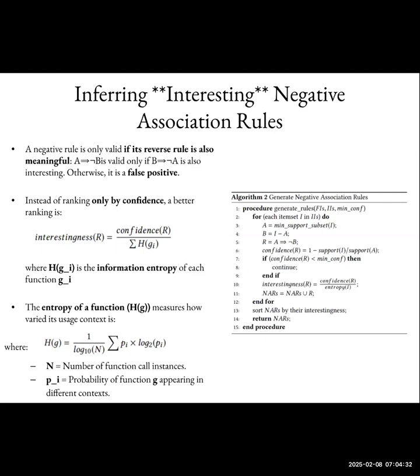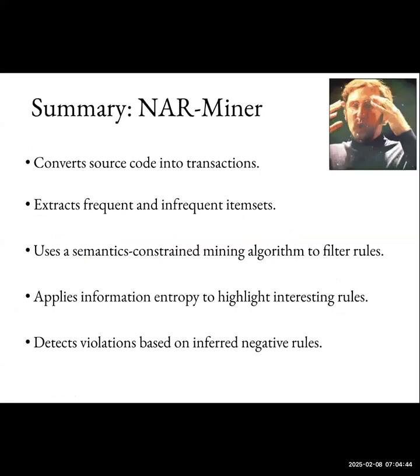So this provides a set of ranked negative rules that highlight rare but critical function conflicts. And this can be used to identify potential programming errors with fewer false positives, right? So now that was a lot of information. So just to put it in a 5-step summary, first, NAR-miner converts source code into transactions based on the program elements and the relationship between them. Then it extracts frequent and infrequent item sets based on how often they appear together or do not appear together.